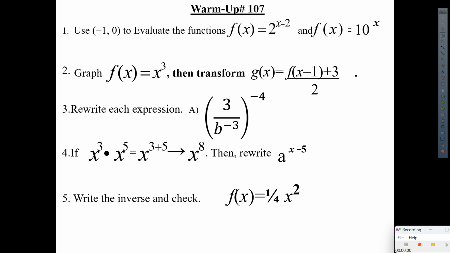Warm-up 107's on the screen. Let's get started, please. It shouldn't take you more than about 5 minutes. From there, get a Cornell note ready, please. We're moving on, and we're finishing up today. Copy and go.